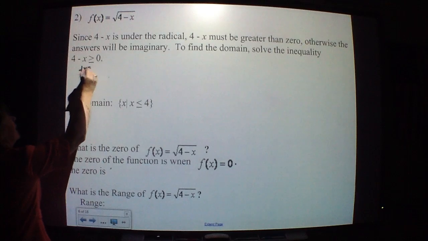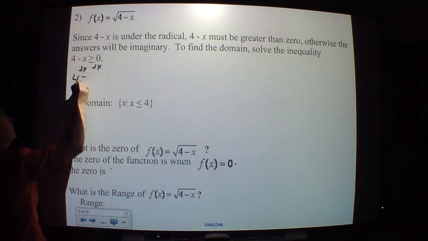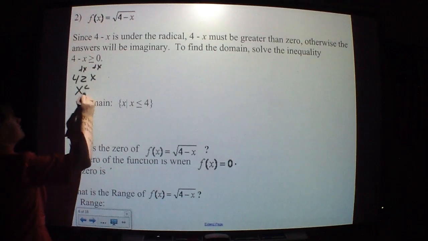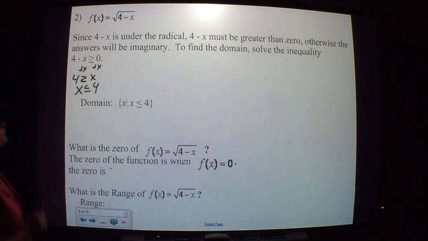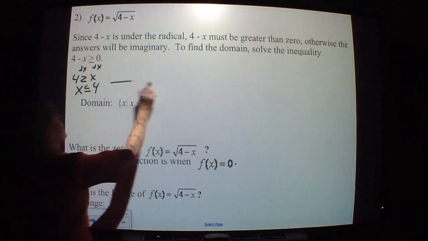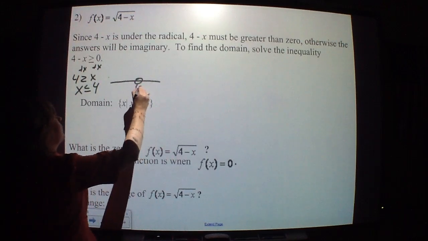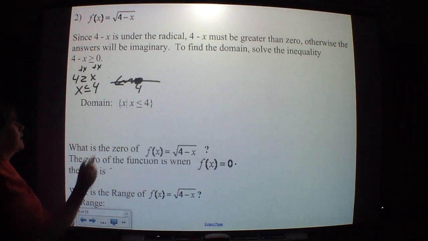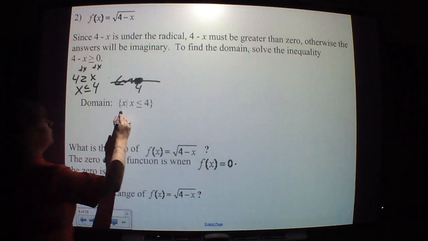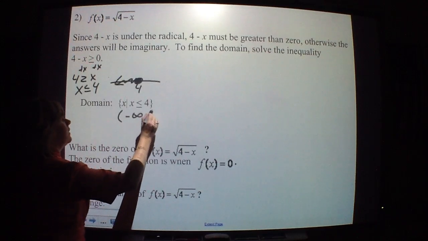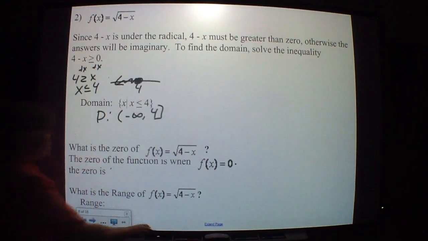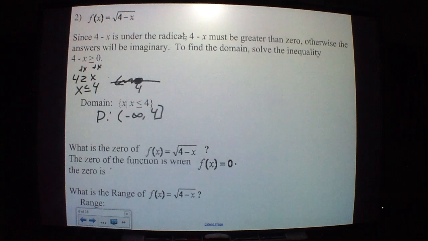So I'm going to add x to each side. So I have 4 is greater than or equal to x. Or I could write it as x is less than or equal to 4. Okay? Picture of it: there's 4, it can equal 4, less than. So interval notation of the domain would be negative infinity to 4. So there's my domain in interval notation. In set notation, it's the set of all x such that x is less than or equal to 4.